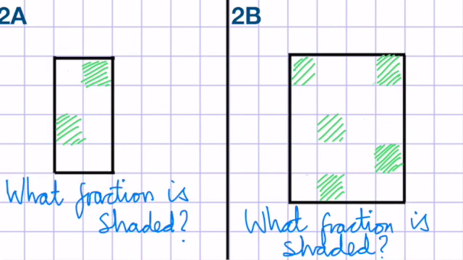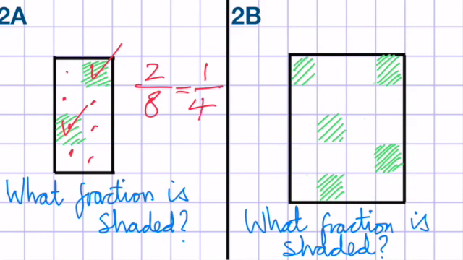Okay, now you know how to do this. Can you please do 2A and 2B? Pause the video, then we'll go through it together. Okay, 2A. I'm going to count up how many equal parts there are. 1, 2, 3, 4, 5, 6, 7, 8. 8 is the denominator, and there are 1, 2 shaded. 2/8. This fraction can be simplified. We can divide the numerator and the denominator by 2. 2 divided by 2 is 1, and 8 divided by 2 is 4.